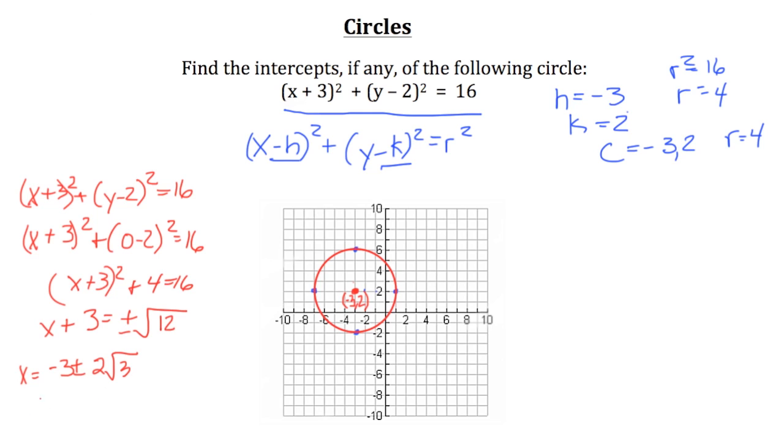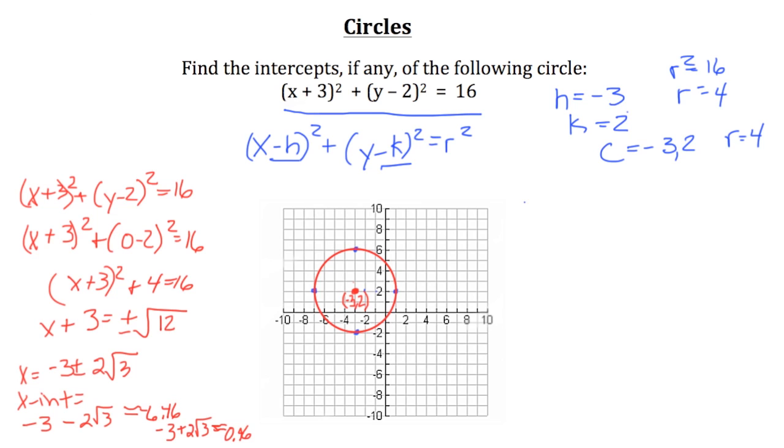And if we solve that on a calculator, we find the x-intercepts equal negative 3 minus 2 times the square root of 3, which is approximately equal to negative 6.46. And the other x-intercept is negative 3 plus 2 times the square root of 3, which equals roughly 0.46.